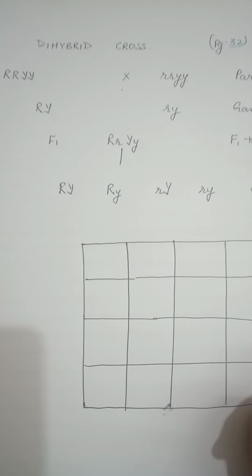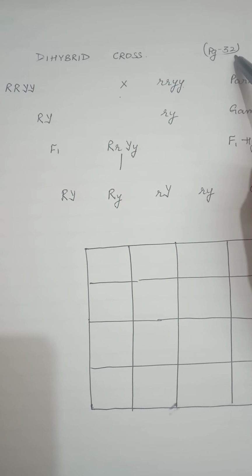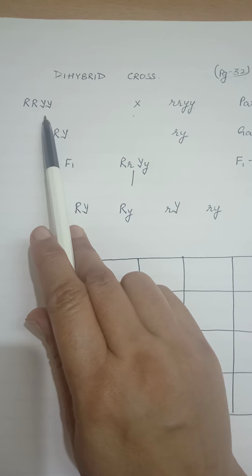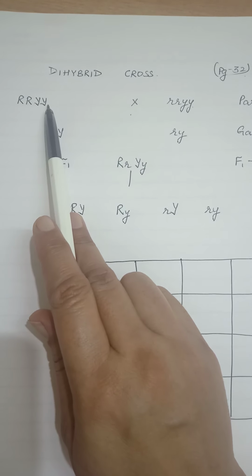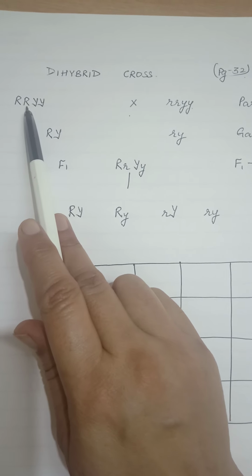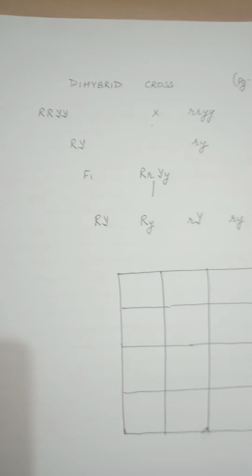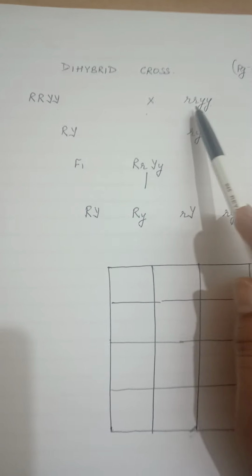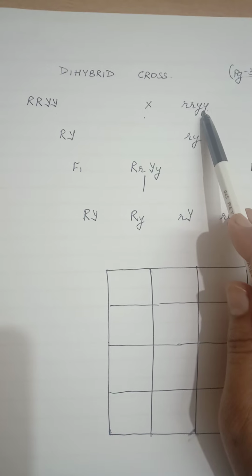For understanding of dihybrid cross, I'm explaining you the example given on page number 32. They have taken two kinds of plant, one with capital R, capital R, capital Y seeds. That is, seed color is... not color, they have taken shape that is round and color is yellow, and wrinkled green seeds of P.